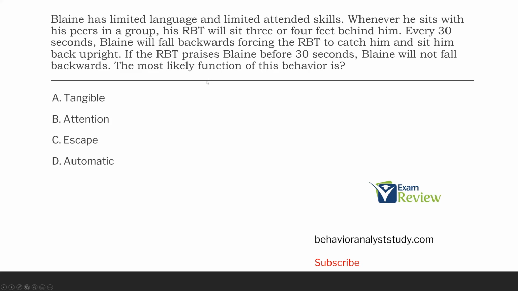Well, do we have any indication this is for escape? Does it seem like Blaine is trying to get out of anything? No information is indicating he's trying to get away from anything or he's being allowed to get away from anything. All he knows is he falls backwards, forcing the RBT to catch him and send him back upright. So now we have tangible and attention.